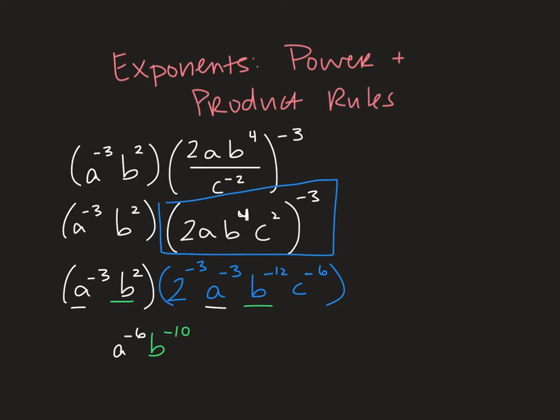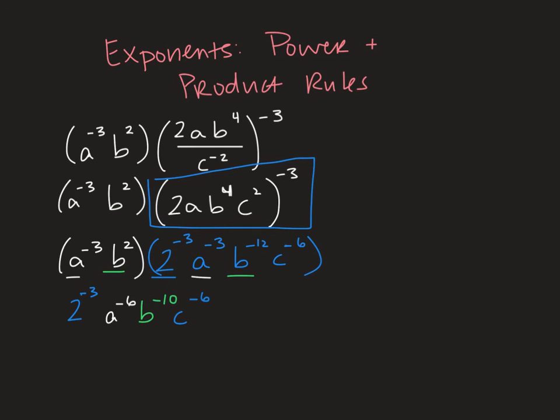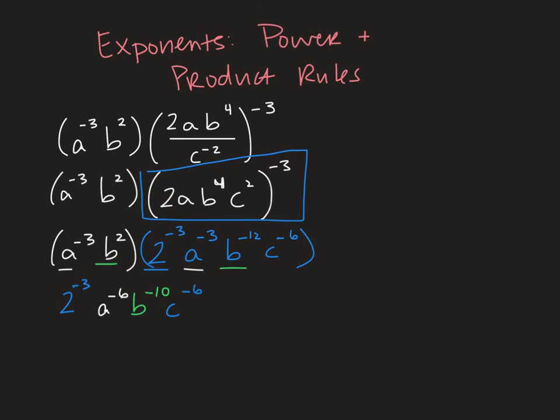Then I haven't yet brought down anything else, so the other things that I can bring down are this 2 to the negative third, and also the c to the negative 6th. So everything's negative. So again, with negative exponents, we can write them as a fraction. So we can rewrite 2 to the negative third as 1 over 2 to the positive third. And I can write a to the negative 6 as 1 over a to the positive 6. And these are all multiplied, so we can write them as one fraction, b to the 10th and c to the 6th. Then I can simplify. 2 cubed is 8, so this is 1 over 8, a to the 6th, b to the 10th, c to the 6th, all in the denominator.